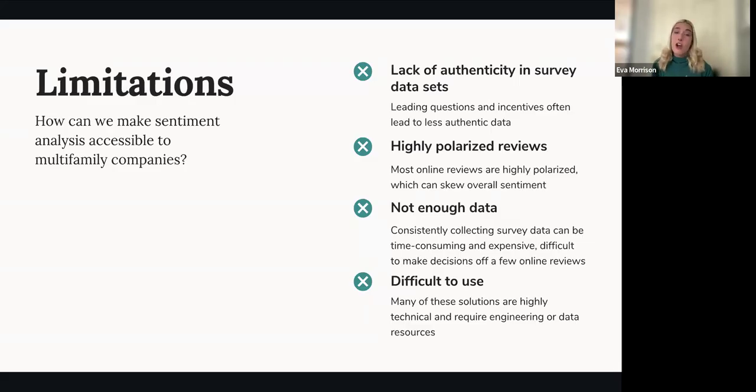Again, if we're just looking at online reviews, those are really highly polarized. As I'm sure you know, folks often leave a review when they have either a super positive or super negative experience.